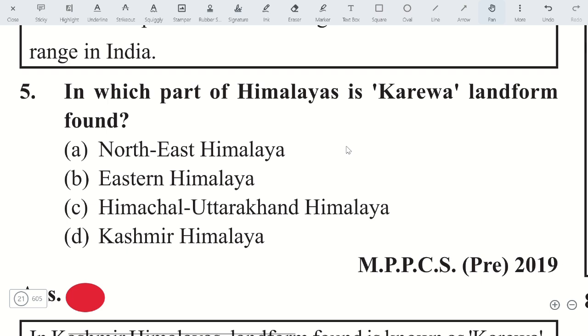In which part of Himalaya is the Karewa landform found? It is found in the Kashmir Himalaya. Actually, it is found in the Pir Panjal range.